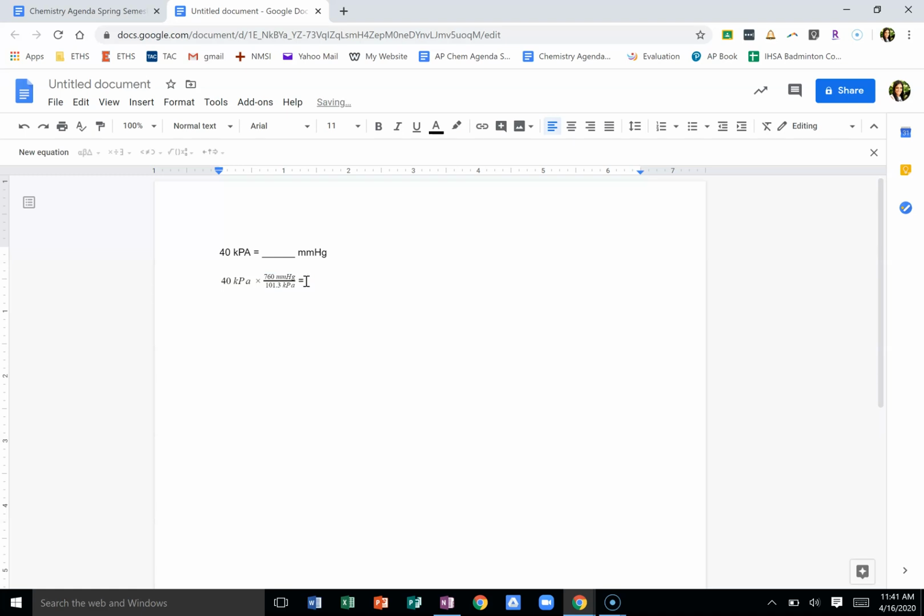Okay. And then I can just get out of this equation right now and hit equals. And then I can type this into my calculator. 40 times 760 divided by 101.3. And I'll get 300.1 mmHg as my answer.